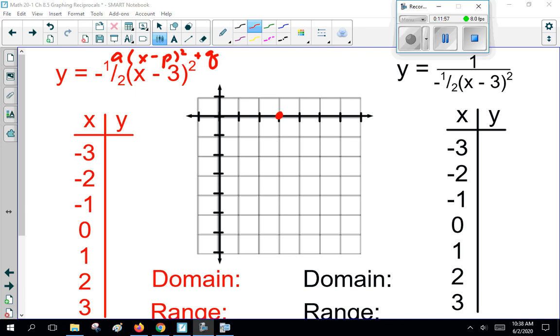So the, oh God, getting old. The vertex is at minus 3 and 0. Sorry, plus 3. X minus p, so that means it moves to the right 3. So the vertex is at 3 comma 0. Now, the minus 1/2. You should be able to remember the minus means it opens down instead of going up.